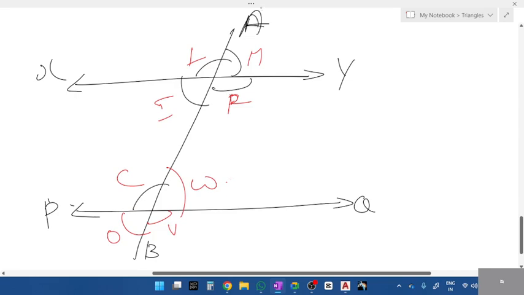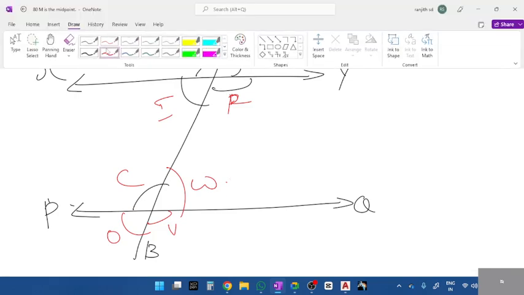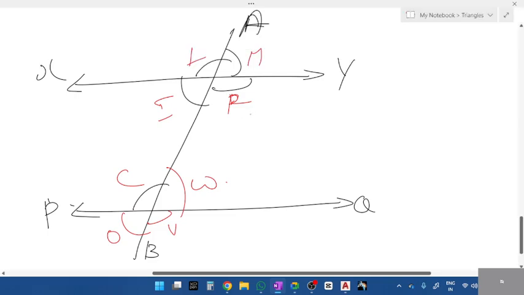And I'll give one value. You have to find all the other values and write the answer. Angle R is 55 degrees. Only one value is given, 55. You should calculate all the other values and write all the corresponding, vertically opposite, interior, exterior, alternate angles. Take down the alphabets properly, students.